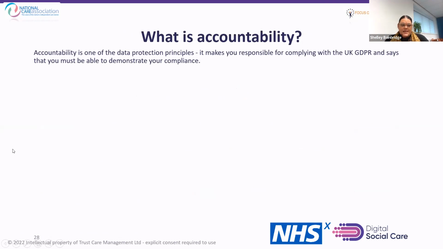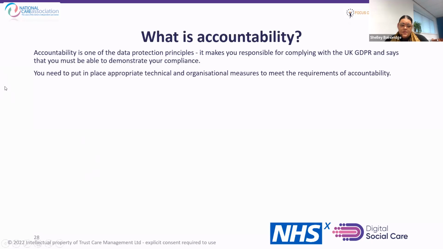So what is accountability? Accountability is one of the data protection principles, and it makes you responsible for complying with the UK GDPR and says that you must be able to demonstrate your compliance. You need to put in place appropriate technical and organisational measures to meet the requirements of accountability.